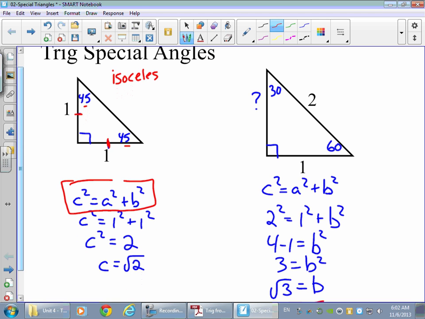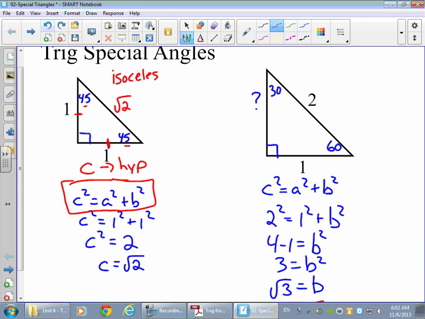Using the Pythagorean theorem, and remembering that c, the isolated variable, has to be our hypotenuse, we can solve for the missing side, and it ends up being root 2.